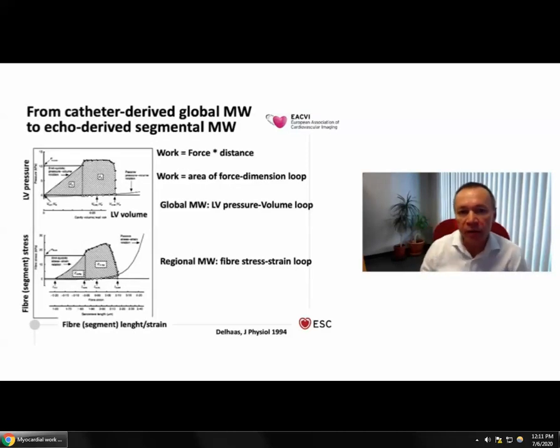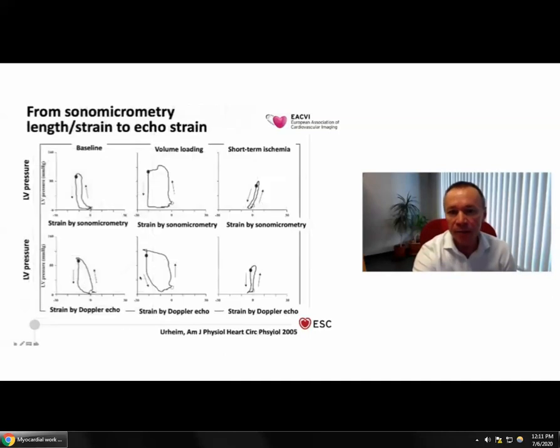So what were the steps leading from catheter-derived global myocardial work to completely non-invasive echo-derived segmental myocardial work? Firstly, in analogy to global myocardial work, which is derived as the area of the left ventricle pressure-volume loop, regional or segmental myocardial work can be derived as the area of the regional wall stress-strain loop. This has been validated already many years ago, but there was still a long way to go from this experimental setting to a non-invasive clinical setting.